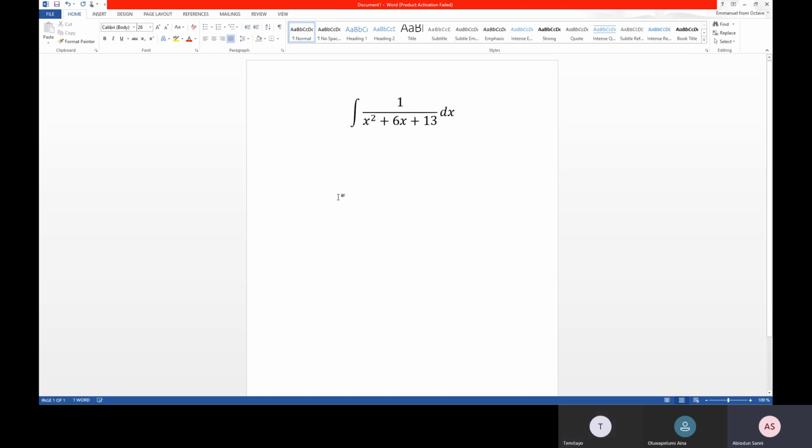In this scenario, the degree of my numerator is 0 and the degree of my denominator is 2. So the degree of the numerator is less than that of the denominator, and I cannot do long division. Proceed to step 2. What's step 2? Check: can I factorize? No, I cannot factorize. In that case, I will use the completing the square method. So how does completing the square method work? Let me copy this.